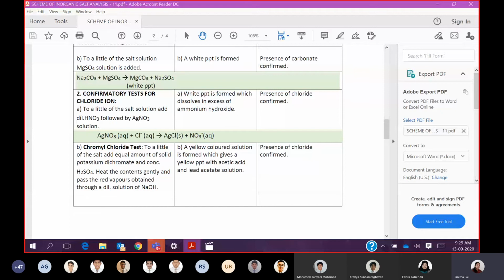Teacher will demonstrate the test, and students are not supposed to do it because the test is a little bit risky, because you are using concentrated sulfuric acid and potassium dichromate. It is a very strong oxidizing agent. So we are not doing the test, only teacher will demonstrate the chromyl chloride test.